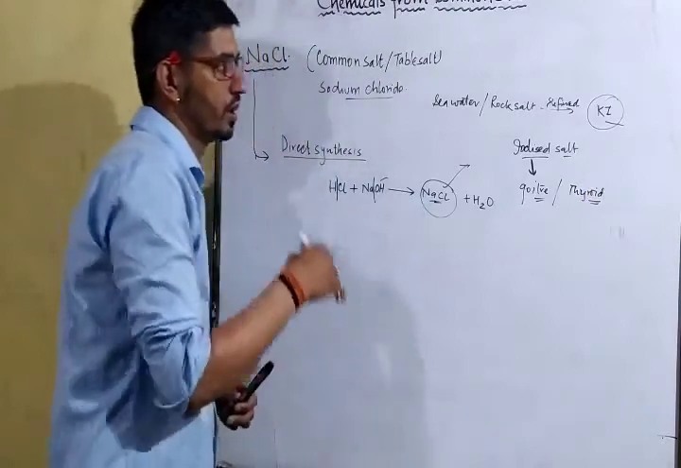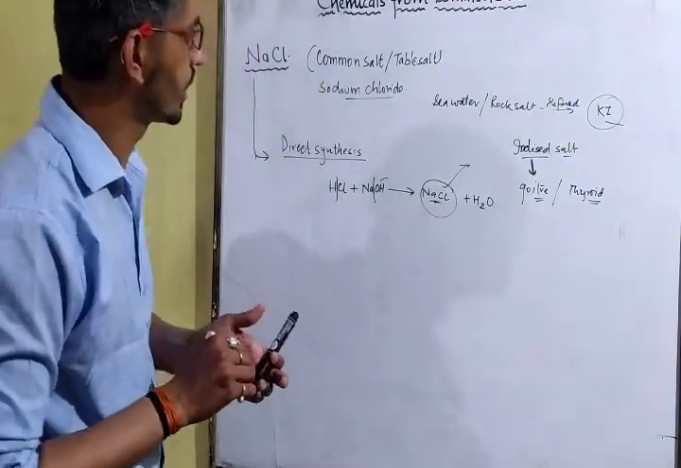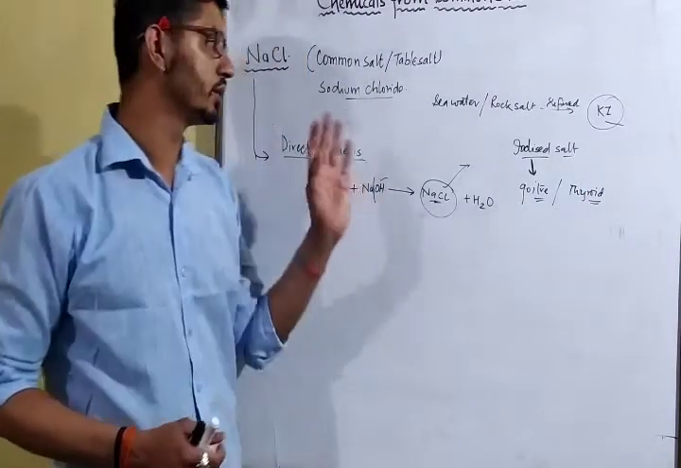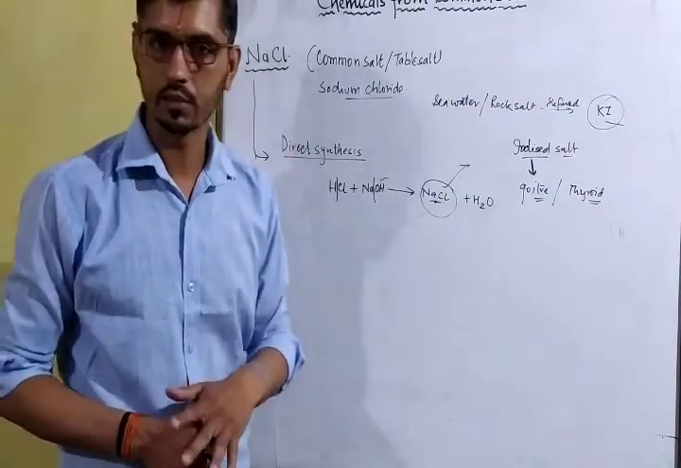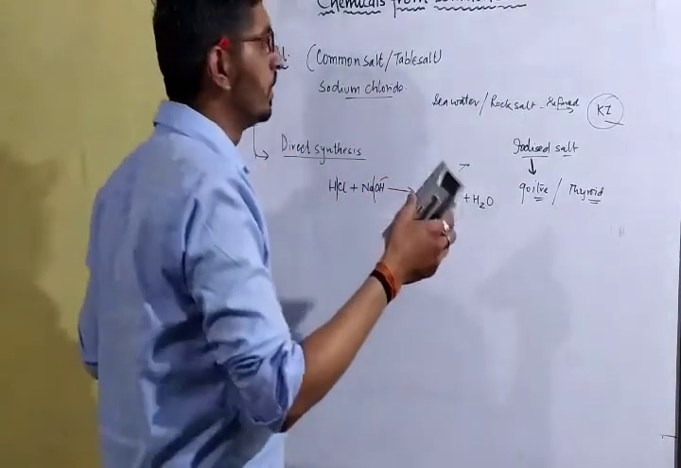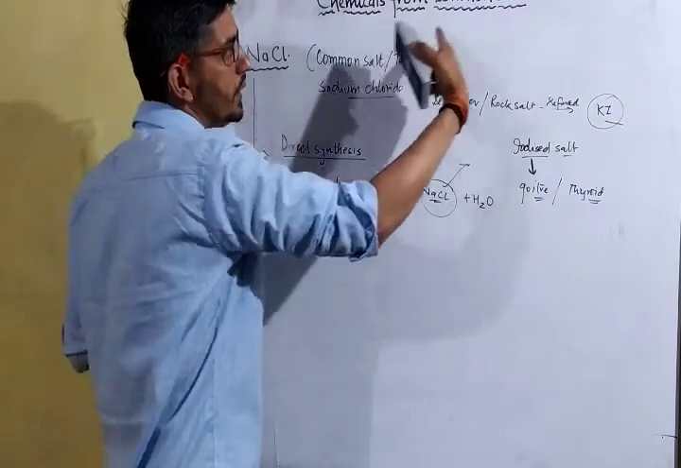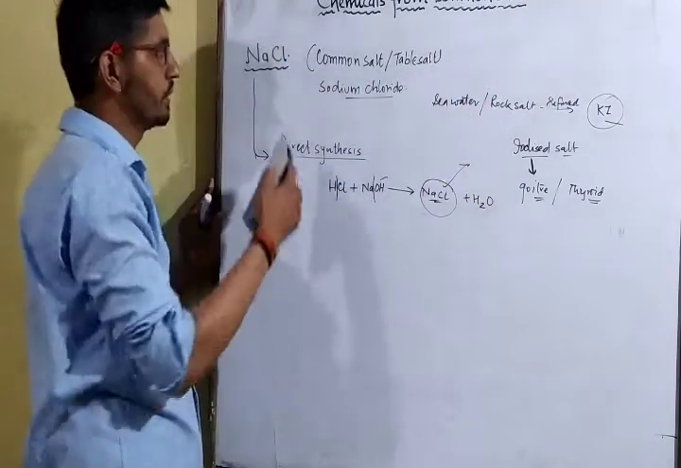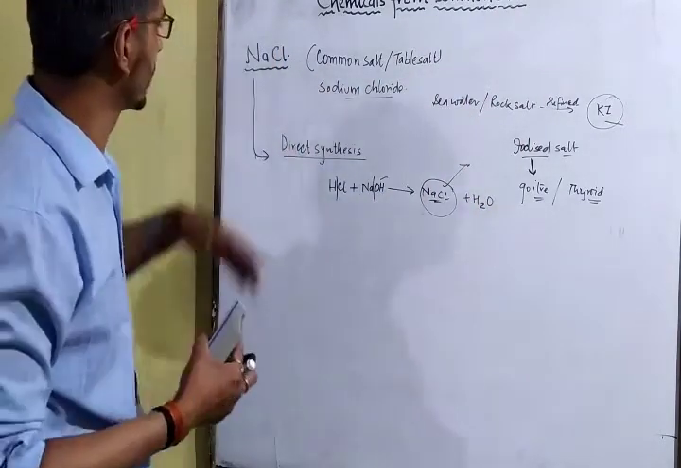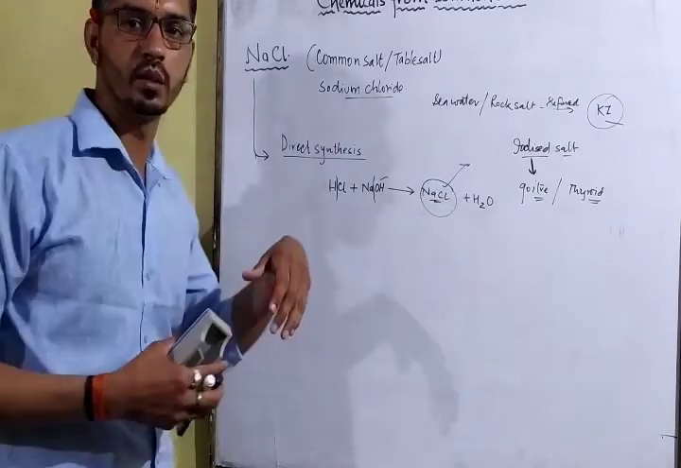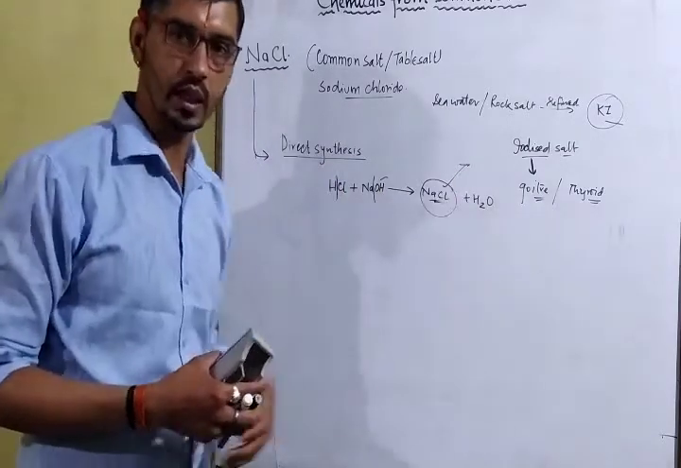So this is all about NaCl. You have to write this in your notebook, and the uses you have to write from the textbook. Now we will learn the chemicals obtained from common salt. That means with the help of this, we will produce some other chemicals.